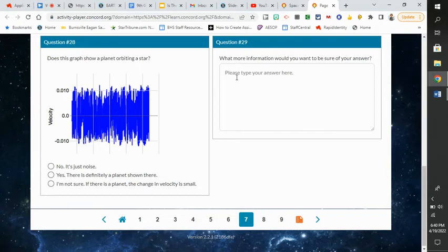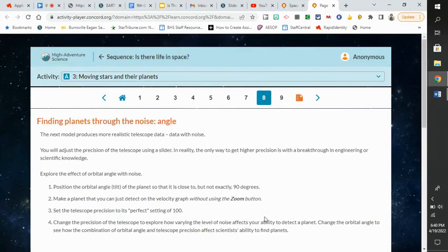And something that's always good for this would be more data, just a longer sample size, if that makes sense, to see if you can see a repeating pattern. Let's go to number 8.